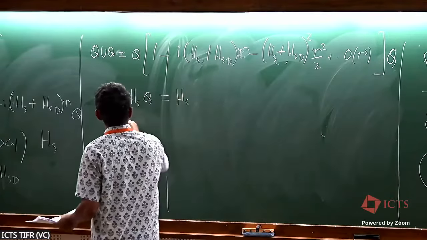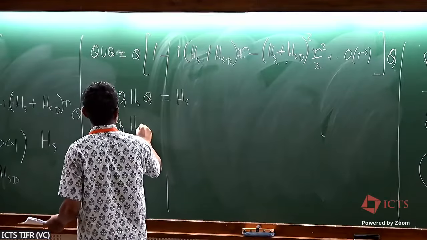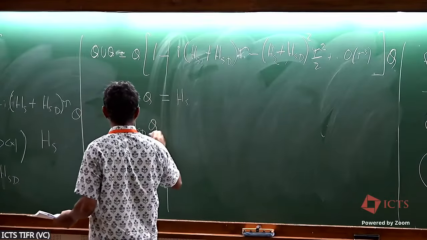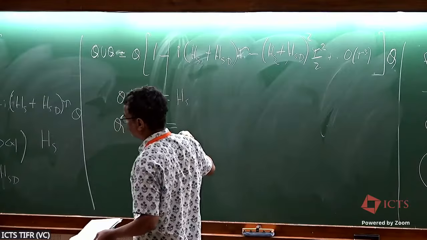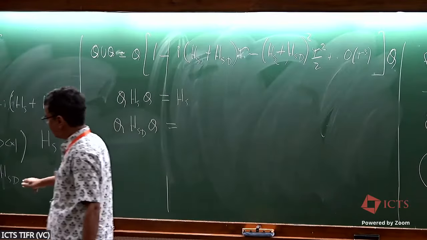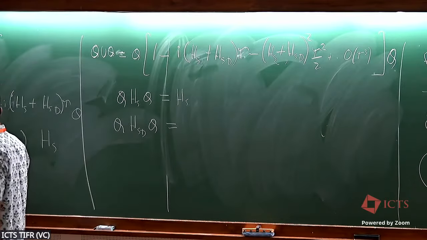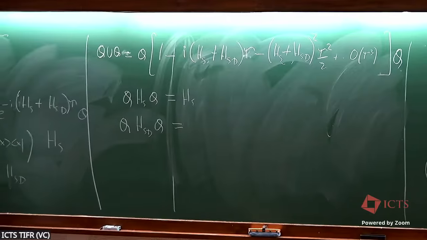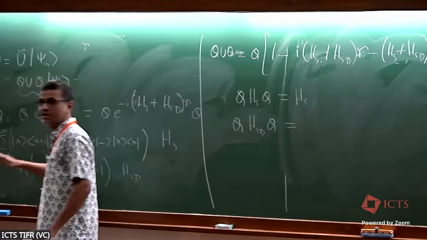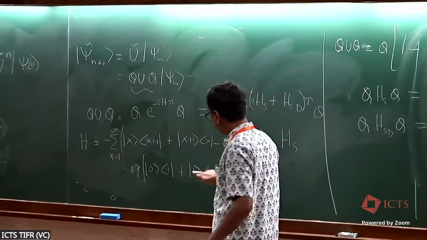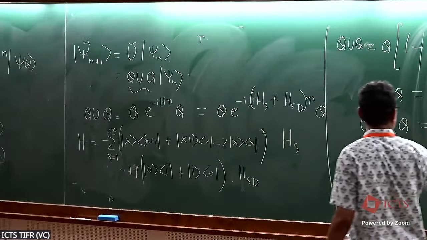On the other hand, if you look at Q H_S^D Q, if you put Q and Q here, Q has only terms like this, with x going from 1 to infinity. So clearly this will be 0, right? This is the projector on the other part. Since this has 0, this will be 0.